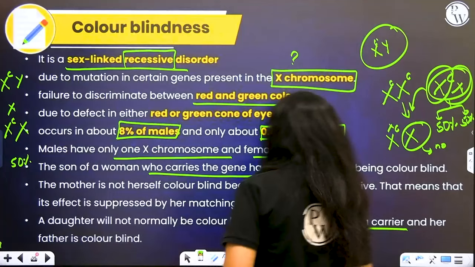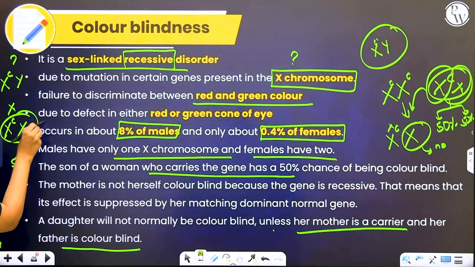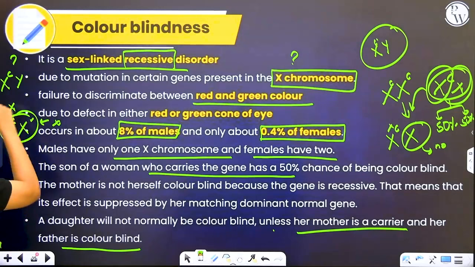Why do we call this carrier? Because that individual is not affected. He or she functions normally because she has one normal allele. But she still carries a defective allele. That's why we call it carrier. This defective allele can be transmitted to her next generations, to her sons, to her daughters. So that is why we call it a carrier.